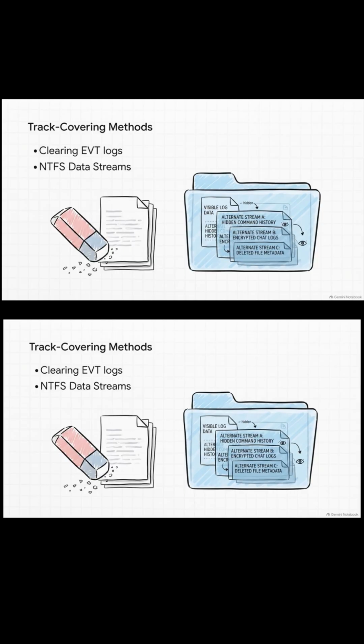Take a tool called Timestomp, for instance. It lets an attacker completely manipulate the timestamp metadata of a file, changing the creation or modified dates to totally wreck an investigator's timeline. And then you have NTFS alternate data streams. Attackers abuse this Windows file system feature to secretly hide malicious data behind a completely legitimate file. The craziest part? Hiding that data doesn't even change the apparent file size of the legitimate file in the directory.